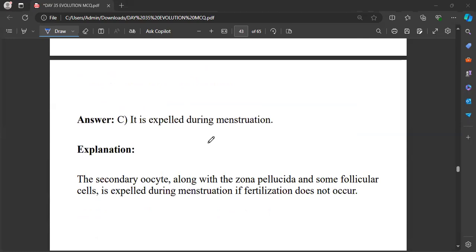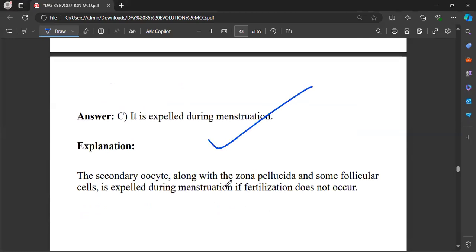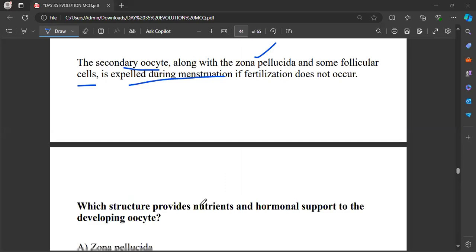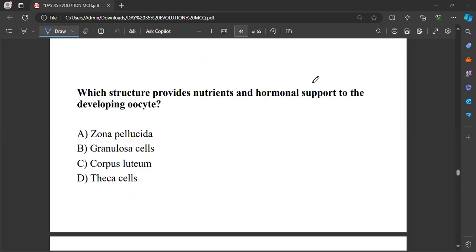That will be, it is expelled during menstruation. Okay, this is the fate of the secondary oocyte if fertilization does not occur. See, the secondary oocyte along with the sperm, zona pellucida and some follicular cells is expelled during menstruation if fertilization does not occur. Correct? Now, which structure provides nutrients and hormonal support to develop the oocyte?